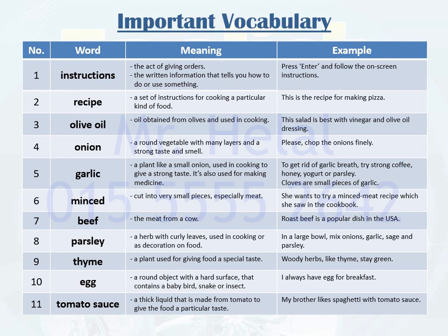Garlic. A plant like a small onion used in cooking to give a strong taste. It's also used for making medicine. Example: to get rid of garlic breath, try strong coffee, honey, yogurt, or parsley. Another example: cloves are small pieces of garlic.